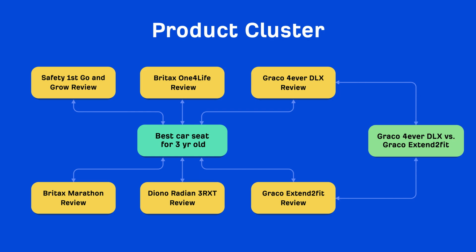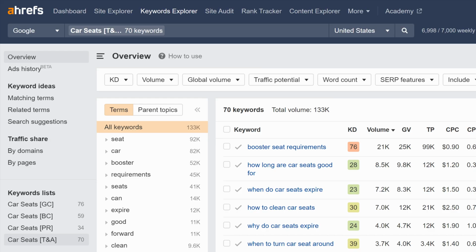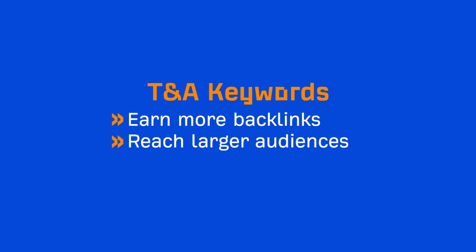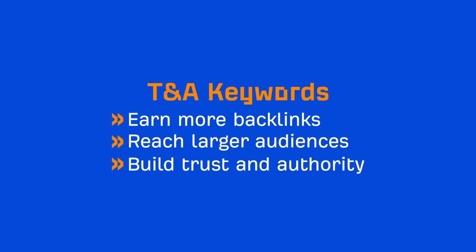Alright, the last type of keywords on our list are TNA keywords, which again stands for Trust and Authority. And these are mostly informational topics. Now, these topics may not directly impact your revenue, but they serve important purposes. They can help you earn more backlinks, reach larger audiences, and build trust and authority.